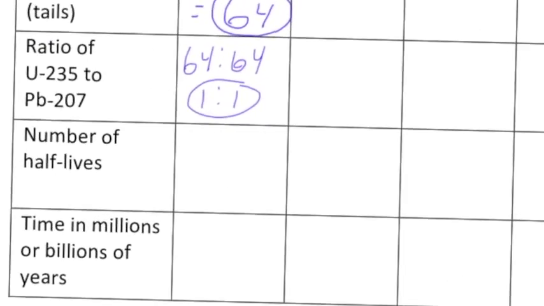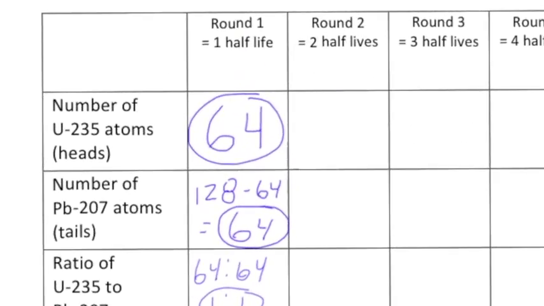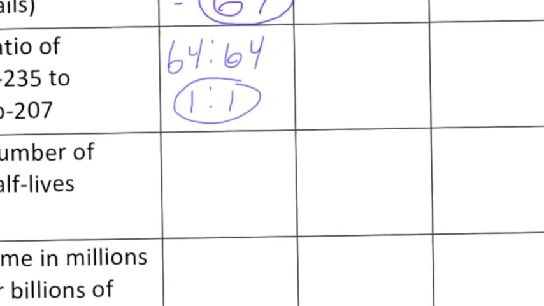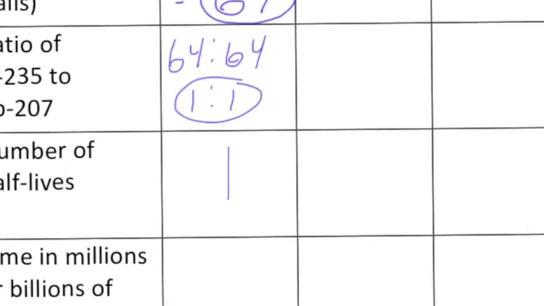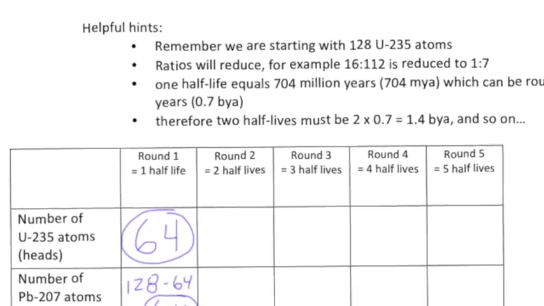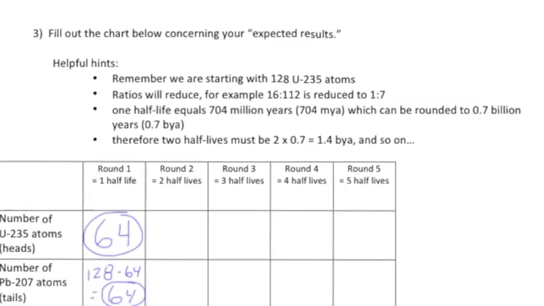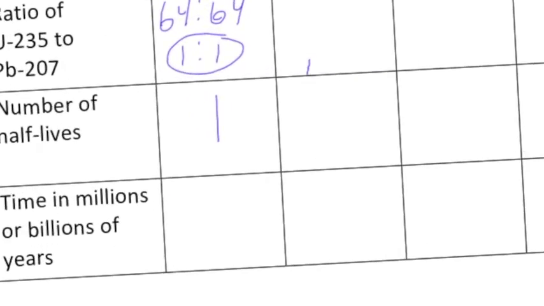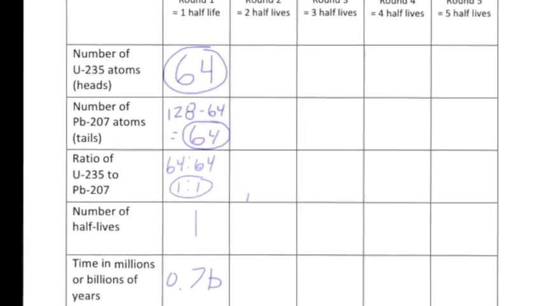Okay, number of half-lives I'm dealing with, it says right at the top here, number of half-lives is 1 half-life. Okay, so that's just 1. And then time in millions or billions of years. Okay, so remember that the time we're dealing with for 1 half-life is 0.7 billion years. So time 0.7, I'll just do 0.7. Okay, so let's take a look at the next column.